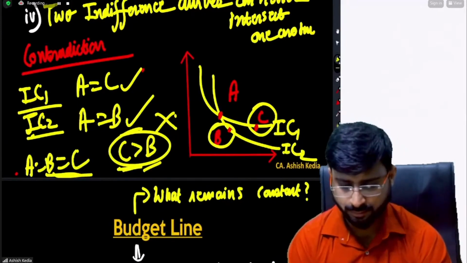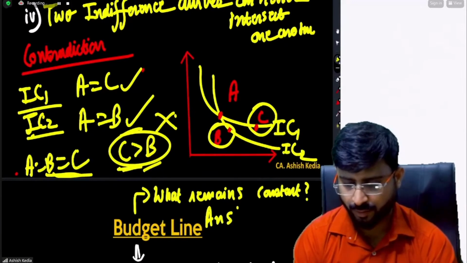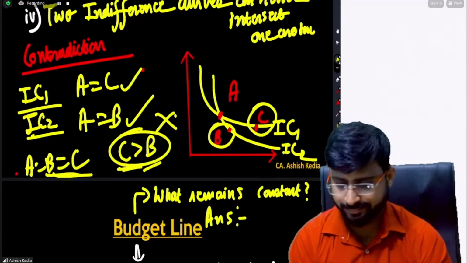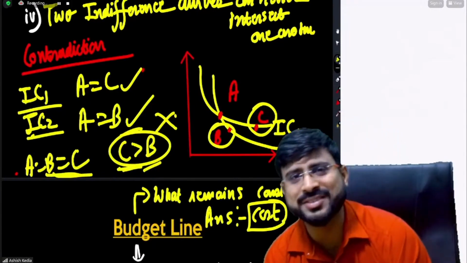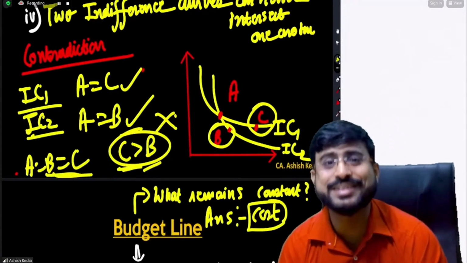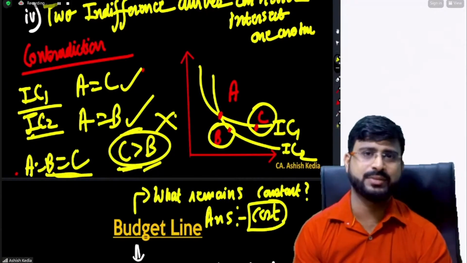Correct answer. So in budget line, the total cost remains the same. In budget line, the total cost remains the same. That's correct.